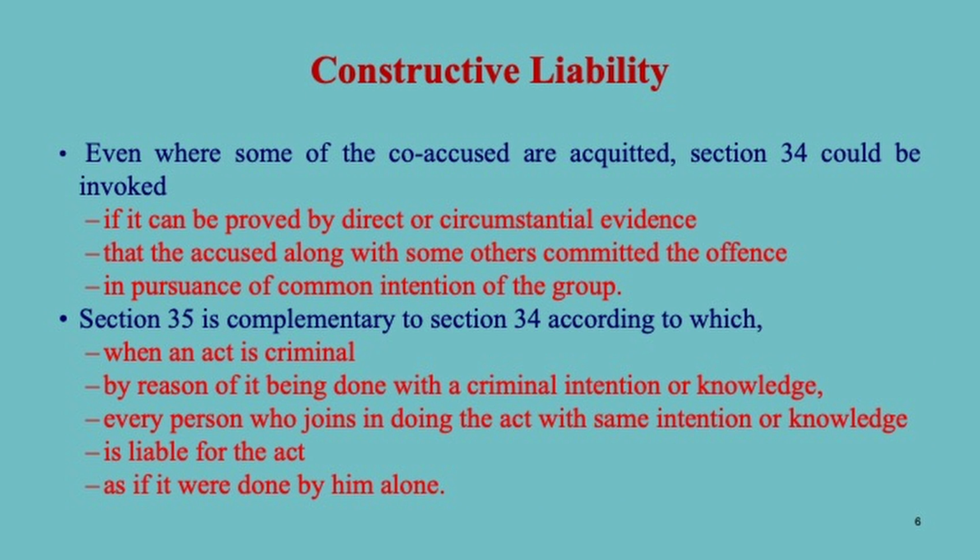If one of them, say B, was prosecuted along with C for the offence, but his participation could not be proved beyond reasonable doubt and hence he was acquitted, C could still be punished for the offence so long as it is shown that there was at least one more person along with C who committed the offence, by invoking section 34. Section 35 is complementary to section 34.